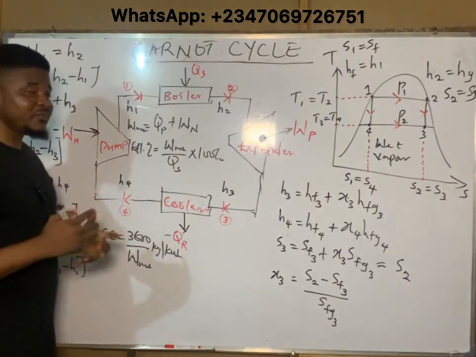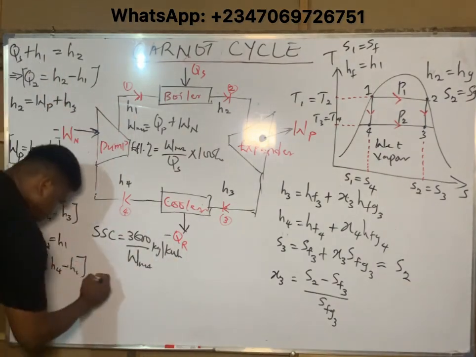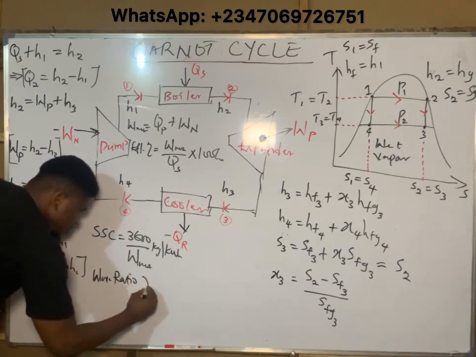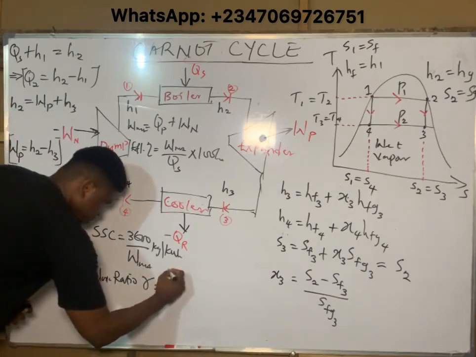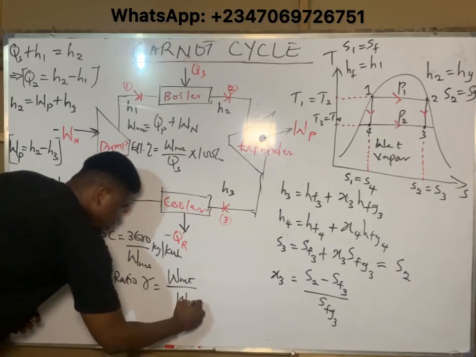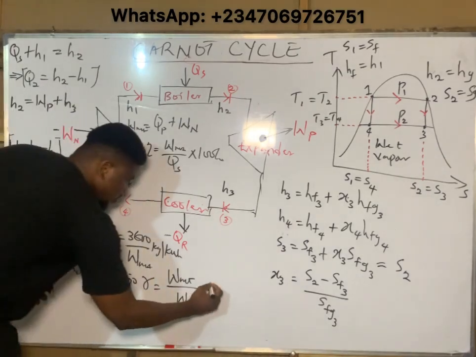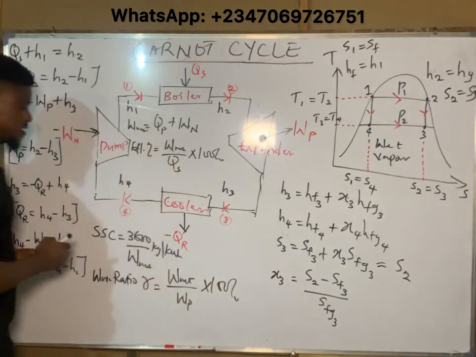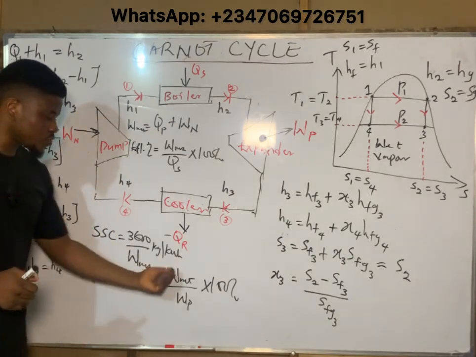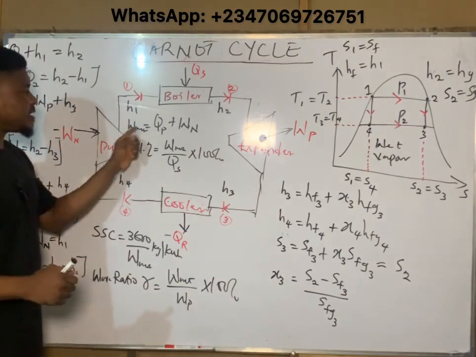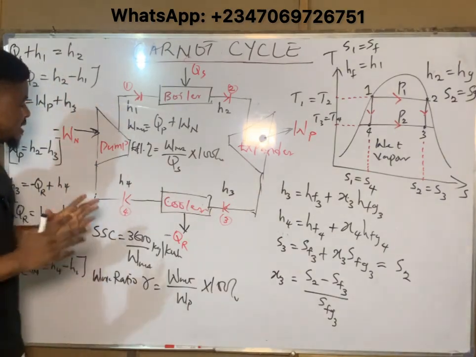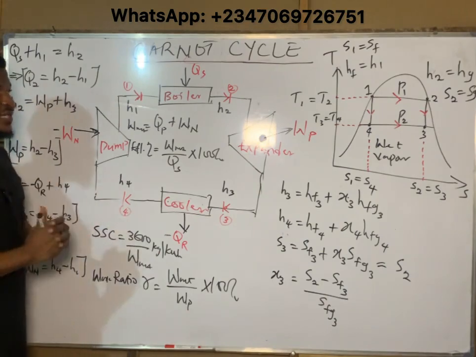And the next question you might likely be asked is to find the work ratio. Your work ratio is simply the ratio of the net work to the positive work. You might want to multiply this by 100% just to convert it to a percentage, if you wish. It's not a must, but the work ratio is simply net work to positive work, which means the net work obtained here divided by the expander work, because the expander work is the positive work. So these are the few questions you might likely be asked on a Carnot cycle.